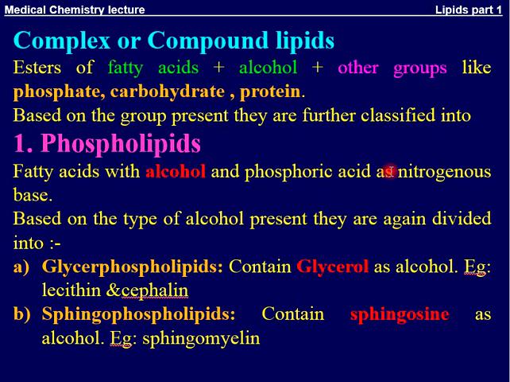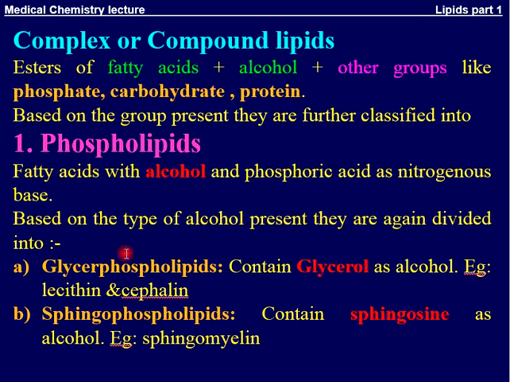and the phosphate is attached to a nitrogenous base. Based on the type of alcohol, phospholipids are further classified depending on the alcohol group. If the alcohol is glycerol, we get glycerol phospholipids. If the alcohol is sphingosine, we get sphingophospholipids. So there are two categories of phospholipid depending on the alcohol group.